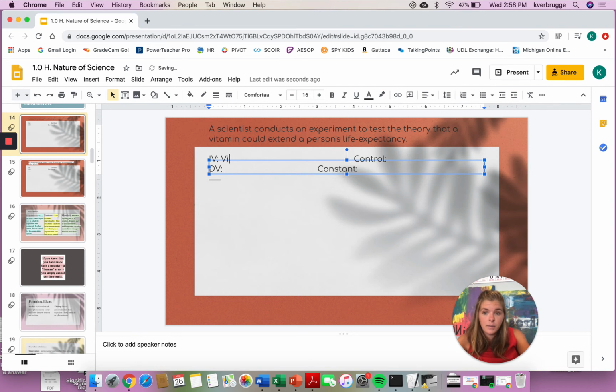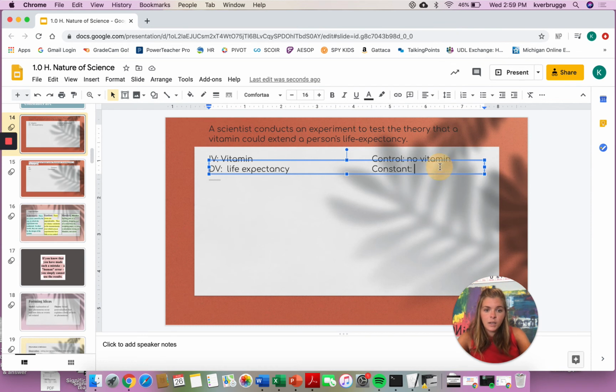The independent variable is going to be the vitamin. The vitamin is what we're altering. We're giving people a vitamin that could extend their life expectancy, so we're changing the vitamins we give them. Whereas the dependent variable is going to be their life expectancy, because a dependent variable is what we measure. We're measuring their life expectancy. A control, so what is normal, is going to be no vitamin. Normally, some people don't take vitamins, so their life expectancy isn't going to be altered if they don't take it. So no vitamin is the control.